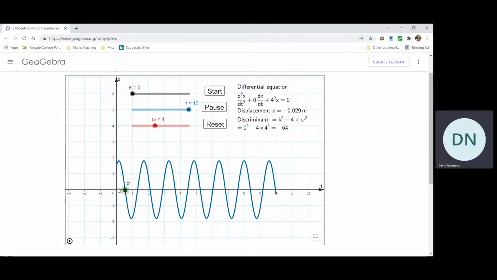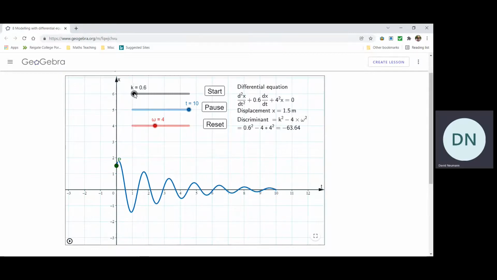Now, let's have a look. I'm just going to bring that back there so it's not distracting. Let's have a look at what happens if we change this value of k. The value of k is the coefficient of dx by dt. So I'm going to just increase that slightly. Let's make it 0.6 will do. And you can see that now, if we start it off again, we still get the simple harmonic motion, but it's gradually decreasing in amplitude.